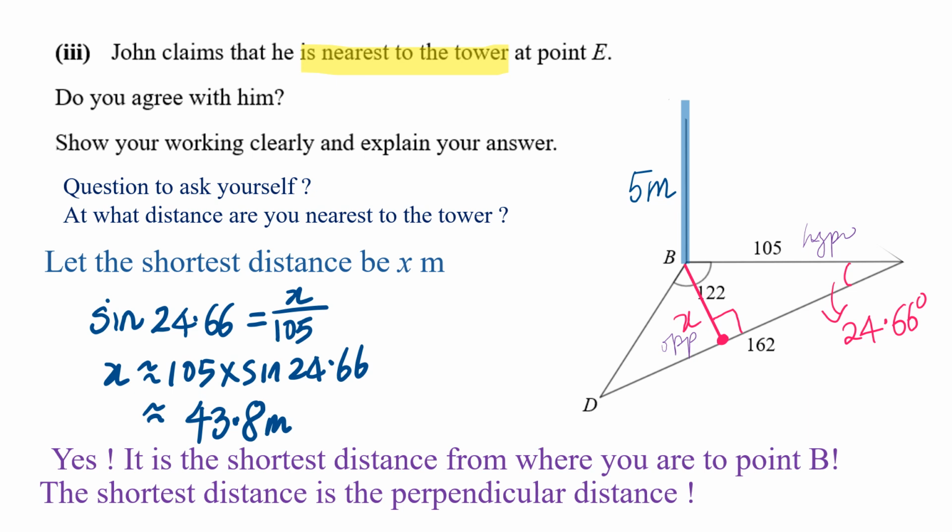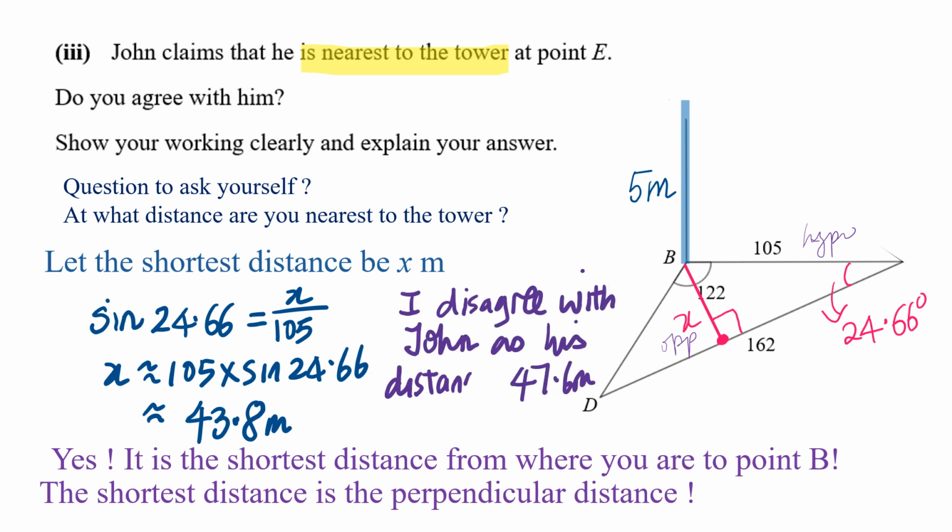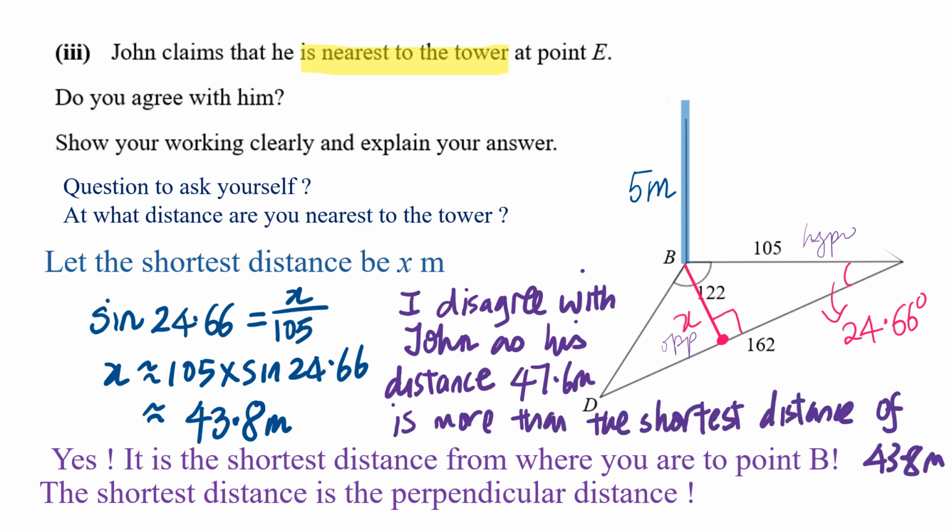But what was the distance that we calculated for John at point E? Do you remember? If you cannot remember, refer to the earlier slide. Yes, we calculated it to be 47.6. So therefore, I disagree with John. Why? Because the distance that he got for BE, which is 47.6, is definitely more than my 43.8. Right, so therefore, John is not nearest to the tower at point E. To be nearest to the tower, he has to be at a distance of 43.8.